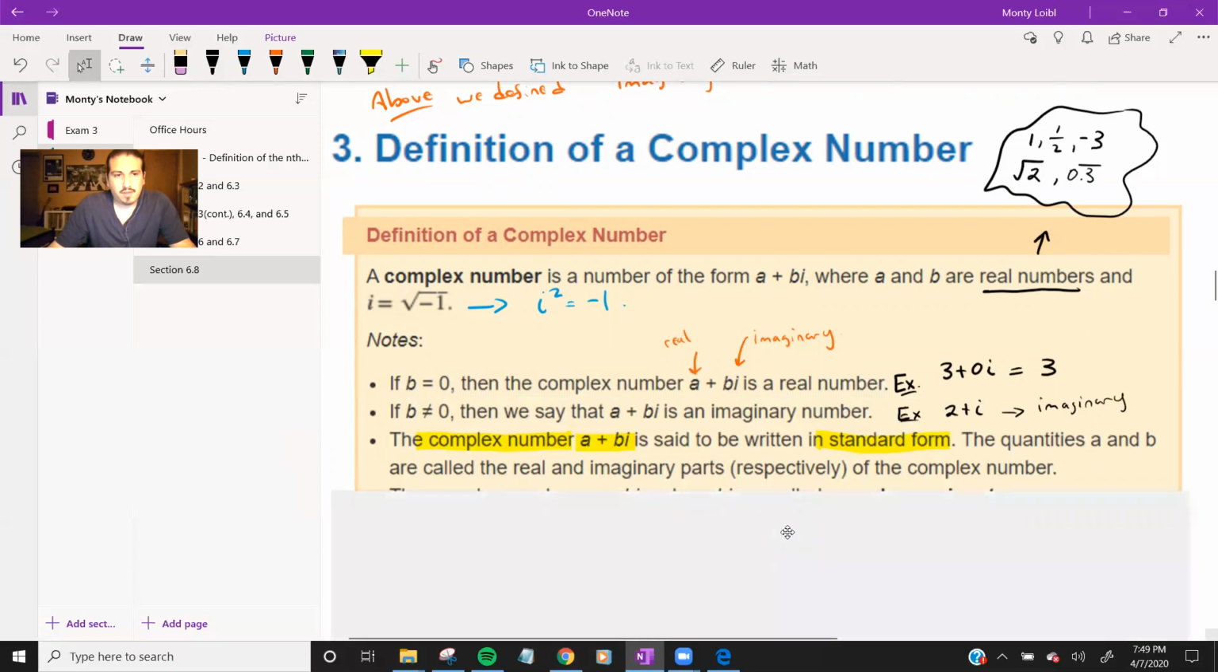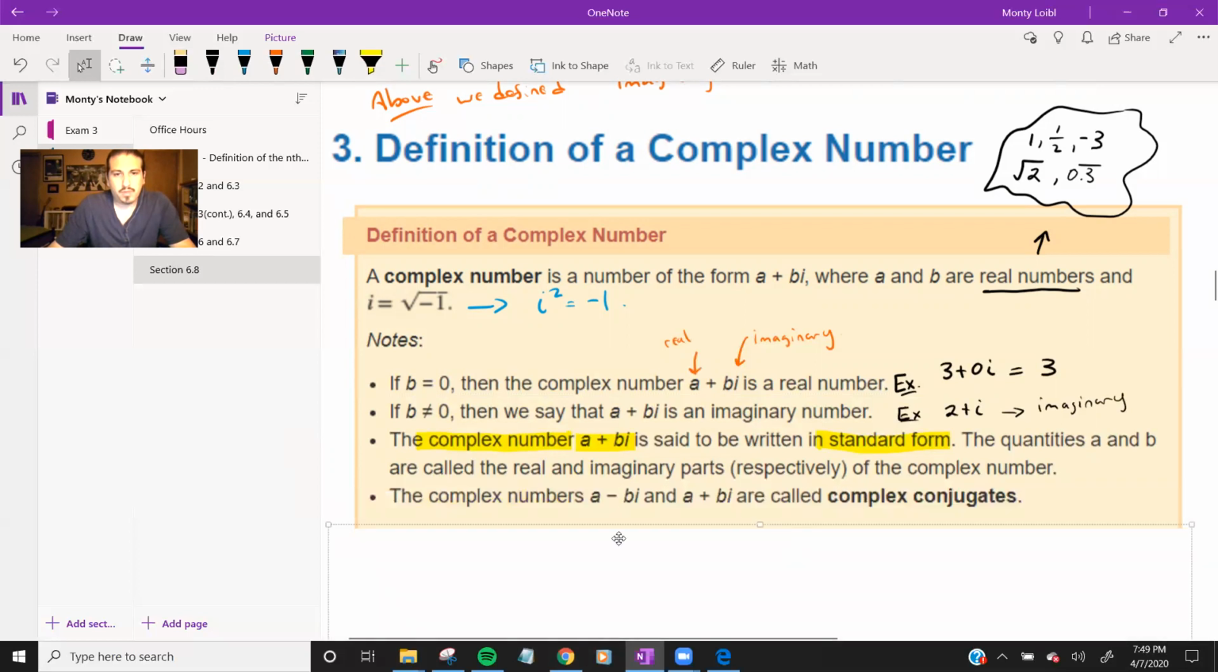The very last thing is it talks about the conjugate. So the complex numbers a minus bi and a plus bi are complex conjugates. And we'll see why that's so nice, why we care about the complex conjugate further down when we start dividing. But for right now, there's just some important information about that.